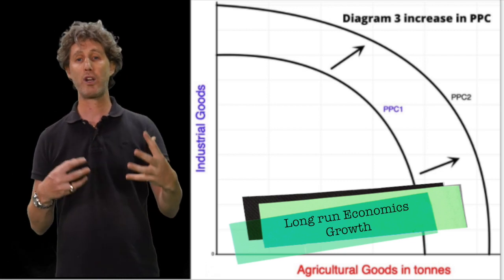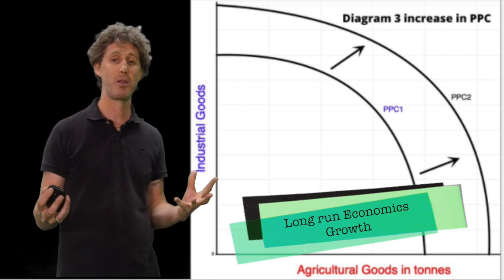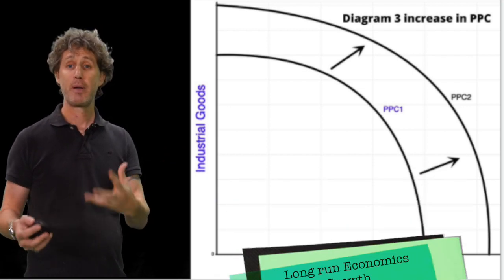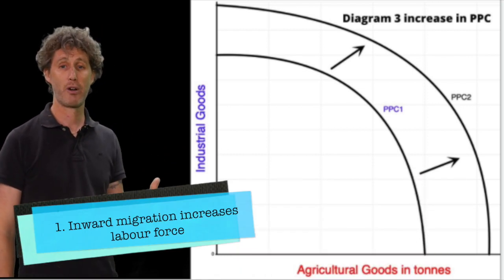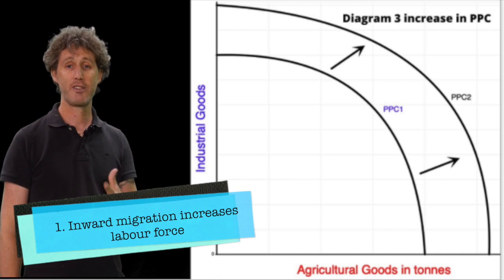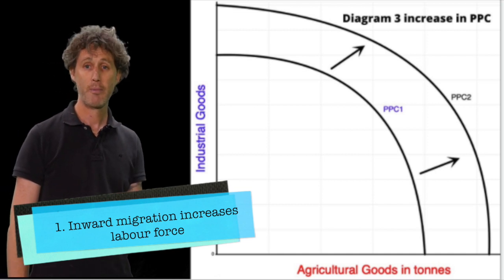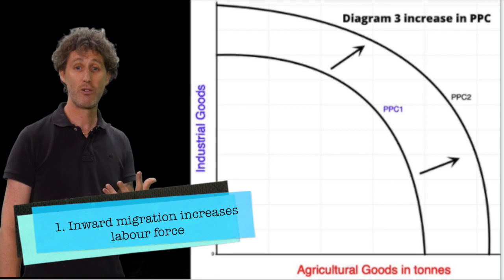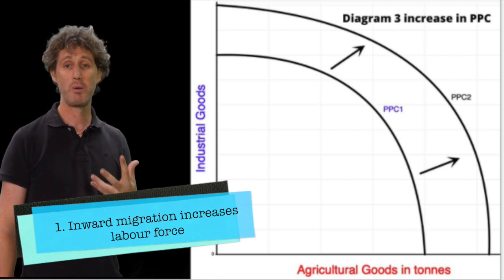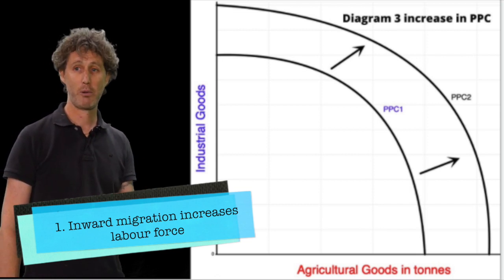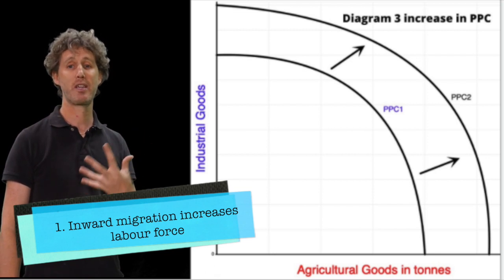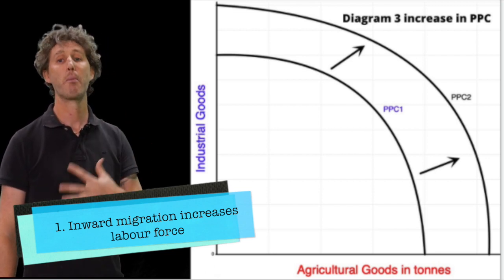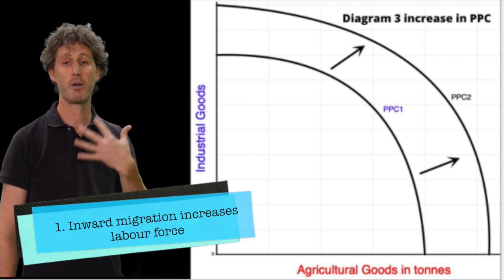And, well, what drives this? So one thing that drives this could be inward migration. So you have a lot of inward migration into the economy. You have a big increase in the potential labor force. As the potential labor force increases, there are going to be more available workers, so the potential output of the economy can increase. And remember, PPC is all about potential, what the economy can potentially produce.